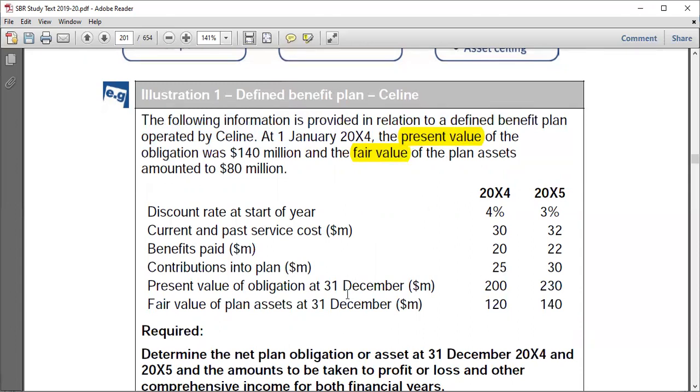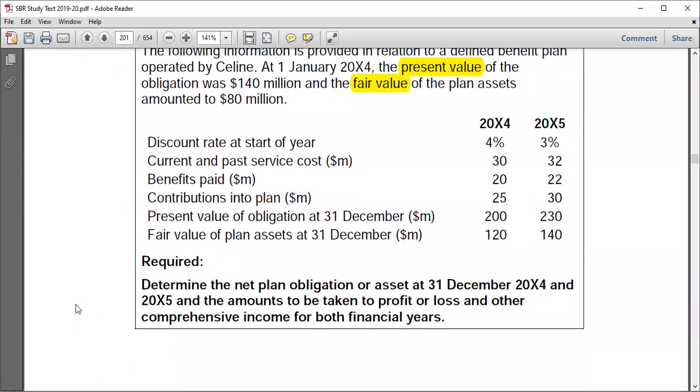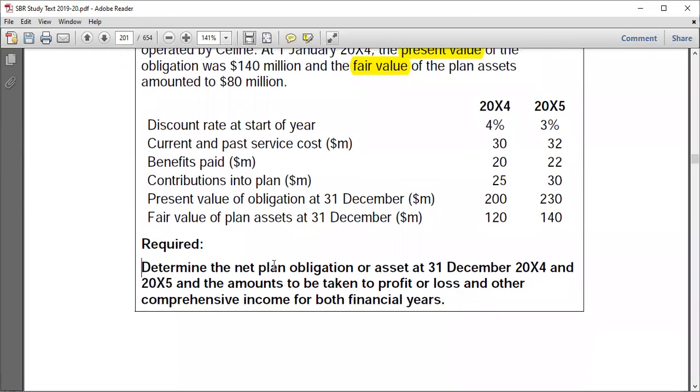Present value of obligation at the 1st December and the fair value of plan assets. These figures come from the actuary. So if you take the difference, you can get the value from the actuary, right? Okay, take it as a second example. Required: determine the net plan obligation or asset at 31st December 2024 and 2025, and the amounts to be taken to profit or loss and other comprehensive income for both financial years, right?